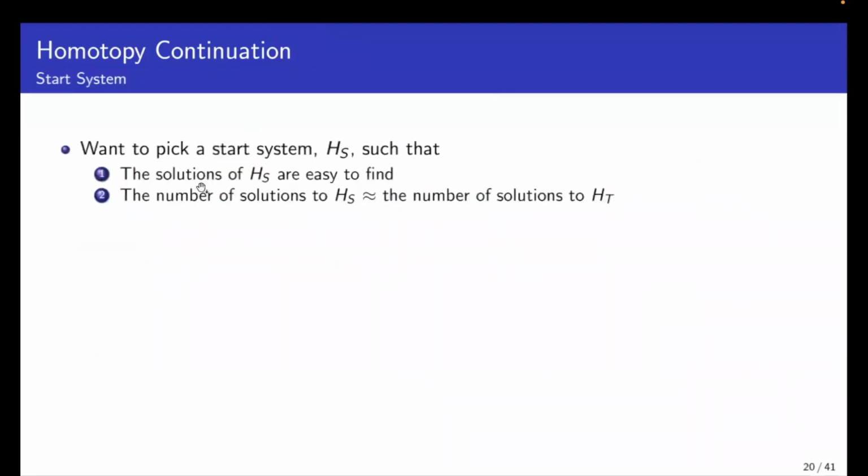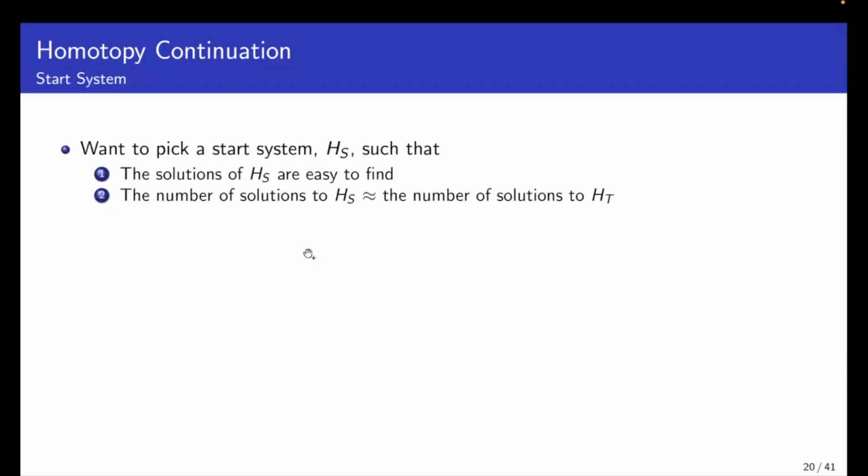Well, the idea is you want to pick a start system such that the solutions are easy to find. This should be clear, because otherwise you have a circular problem. But moreover, you want the number of solutions to the start system to roughly equal the number of solutions to the target system. If the number of solutions to the start system is less than the number of solutions to the target system, then you have no hope of finding all solutions of your target system, because you get at most one solution for each path tracked.